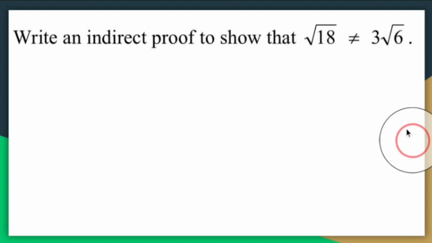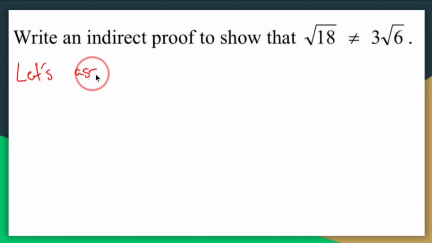Now, as with all of my proofs and paragraph proofs, just because it's the way I write it doesn't mean it's the only way. It's just a way that is correct. All right. So let's assume that the square root of 18 is 3 times the square root of 6.